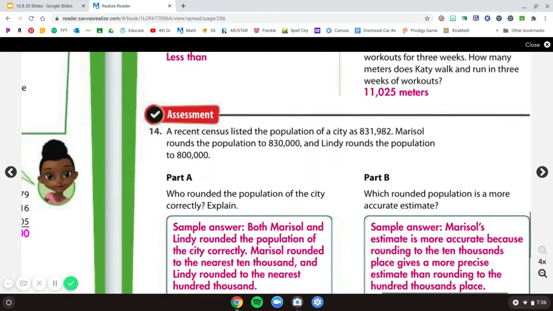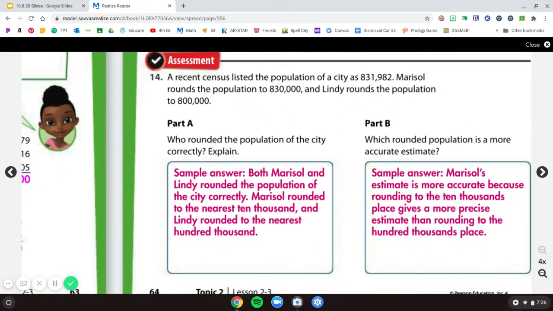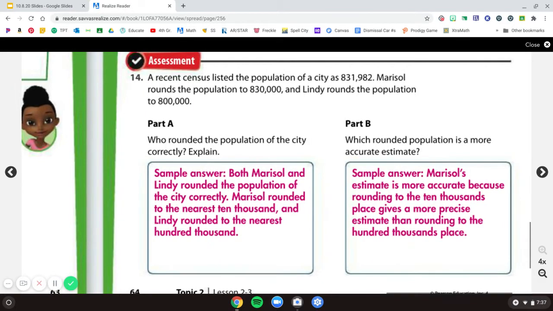And number 14, they both were right. They both were right because one rounded to the 10,000s and one rounded to the 100,000s. But which one gives a more accurate example? Marisol's does, because going to the 10,000s place is closer to the real number than the 100,000s. We have less change, more of the same numbers. All right.